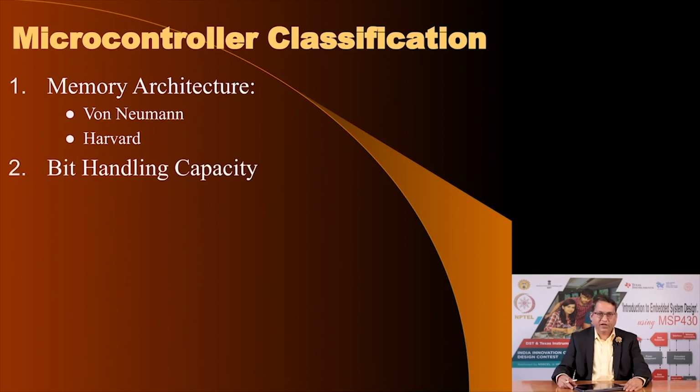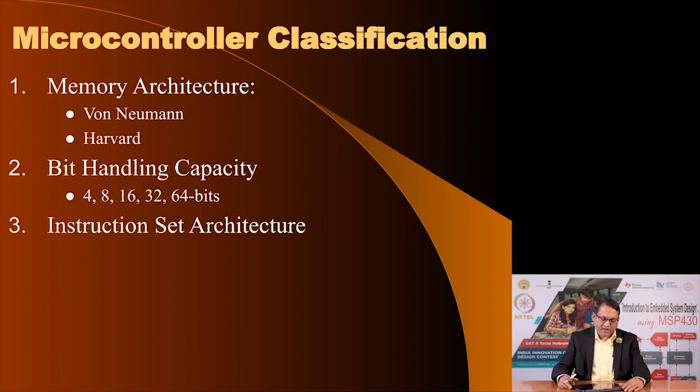Then at a different level of classification, it is bit handling capacity, that is, how many data bits can it handle simultaneously, and what options do we have? We have 4-bit data, 8-bit data. This is the size of the data bus, and if our microcontroller is of the Harvard architecture, then it refers to the data bus size of the data memory, not necessarily the program memory. And so we are talking of 4-bit data bus, 8-bit data bus, 16, and so on and so forth. And then we have what is called the instruction set architecture.